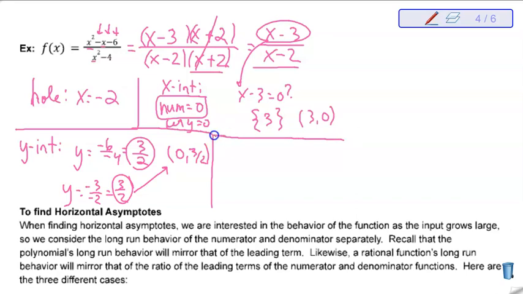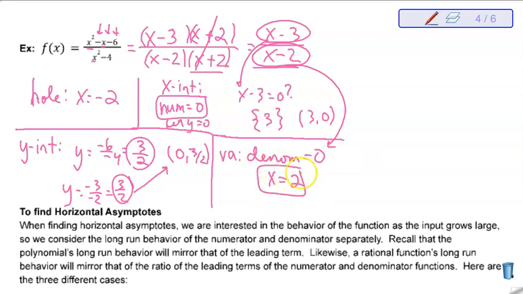And then finally, we're looking for our vertical asymptotes. That is driven by where the denominator equals 0. And where the denominator equals 0 would be an x equaling 2. So set x minus 2 equal to 0 and solve, and that will give you your answer.